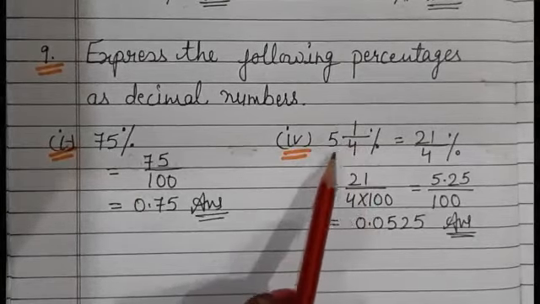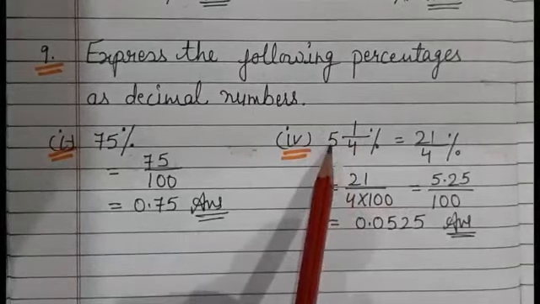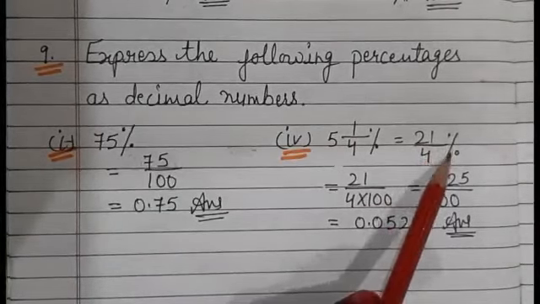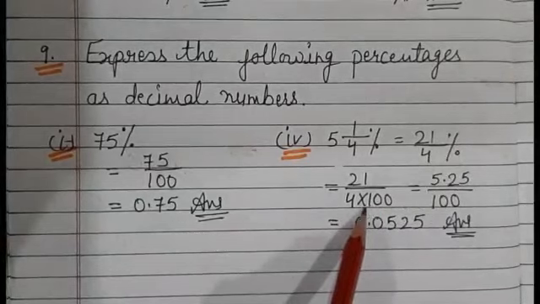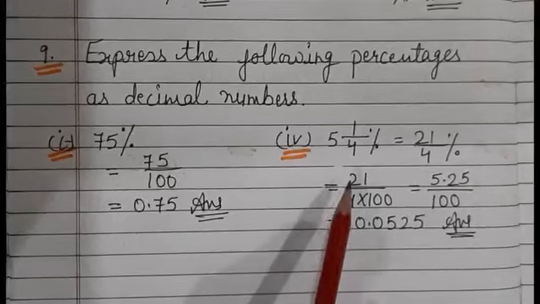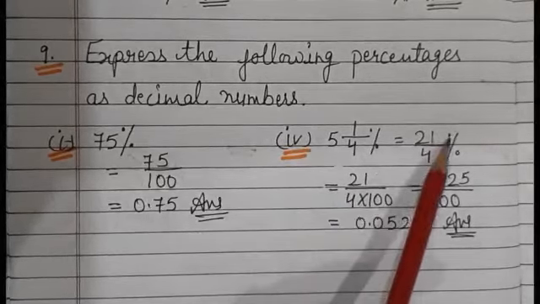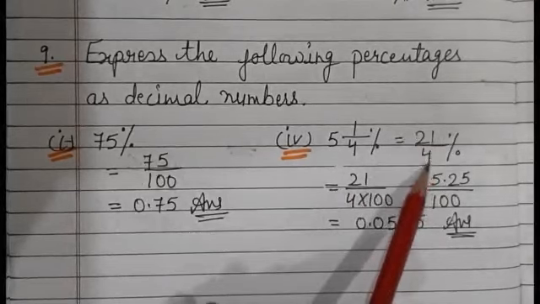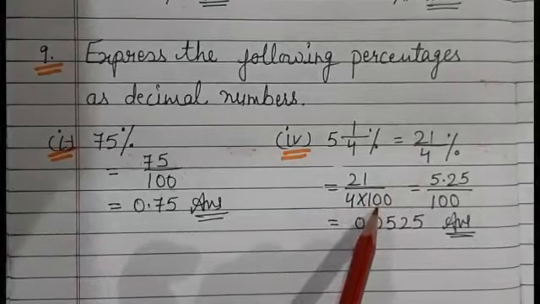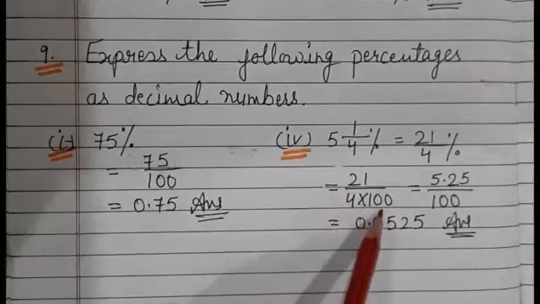Similarly, fourth part, 5 whole 1 by 4%. So first convert this mixed fraction into an improper fraction. It will be 4 5s are 20. 20 plus 1 is 21 by 4%. Now remove percent sign. Then we have to divide this fraction 21 by 4 by 100. Right? So it will come 21 by 4 into 100.